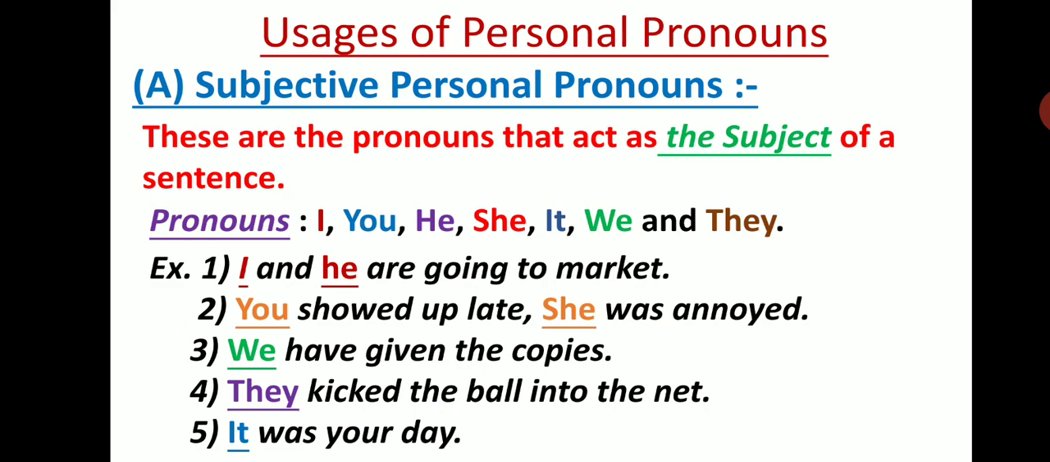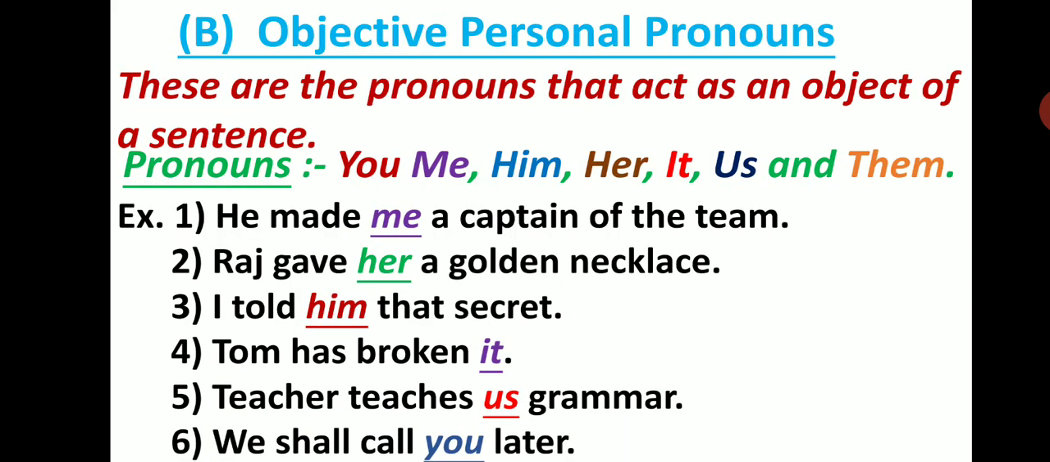Now look carefully at the given examples, and see how the pronouns are used as a subject. In the first sentence you can see I and he. These pronouns are used as a subject in the sentence. Then you. See, the pronouns are printed in colors. Now let's see the second use of the personal pronoun.